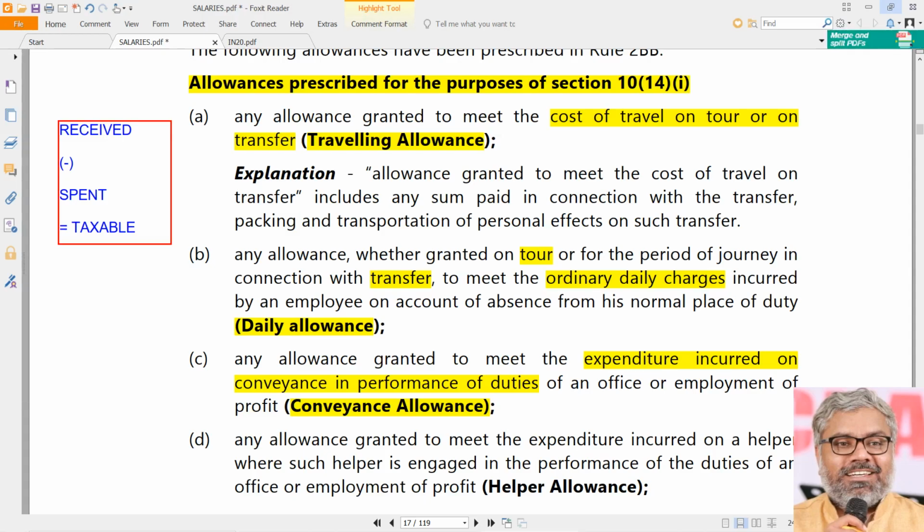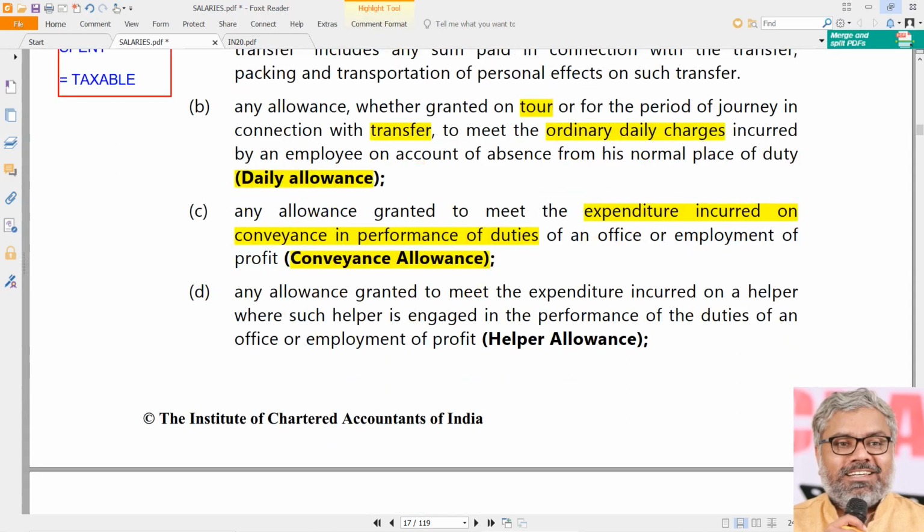The employee is not enjoying this money for his personal purposes. He is using this money for performing his official duties, which is required. That is why the employer is giving the employee some money to meet those expenses. That's it. That is TA, DA and conveyance allowance.